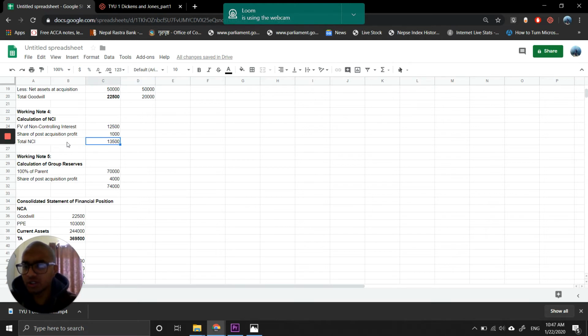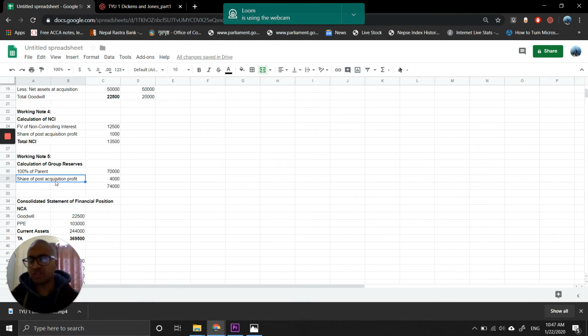So this is your total NCI, okay? And then in this case, in working note 5, you would calculate group reserve. In the case of the parent, the retained earnings are not to be shared with anybody, so we can use 100%, whereas in the case of the subsidiary that we've just acquired, we receive a share of the profits out of it.